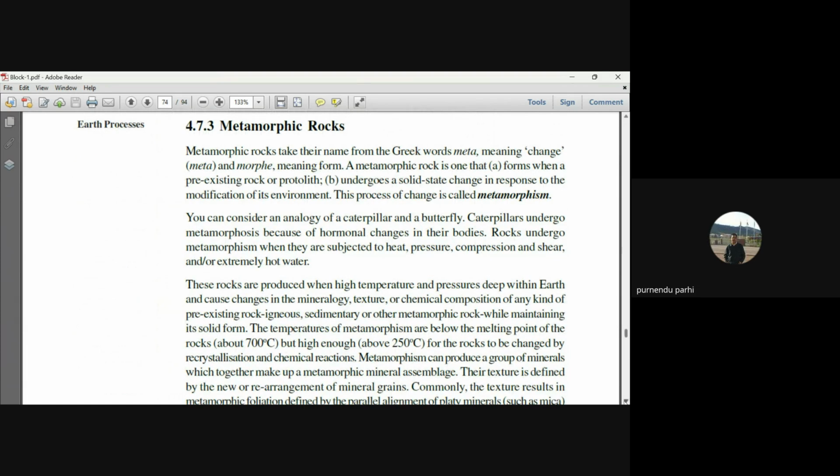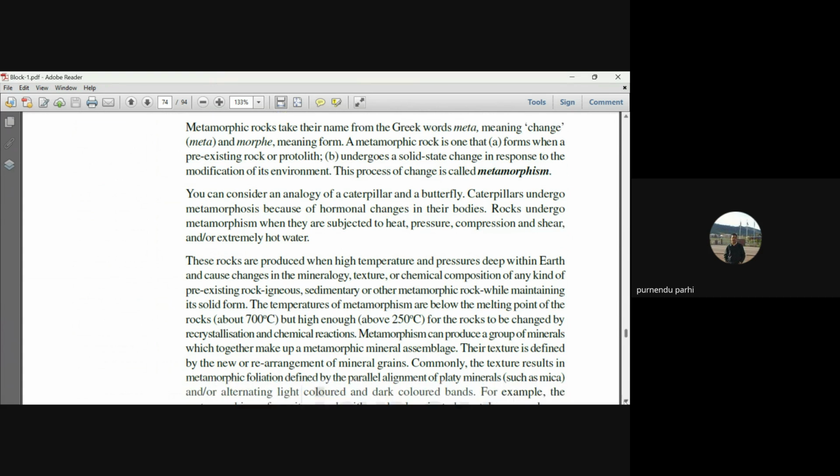Then metamorphic rock. Metamorphic rock makes its name from the Greek word meta meaning change and morphe meaning form. A metamorphic rock is one that forms when a pre-existing rock or protolith undergoes a solid state change in response to the modification of its environment. This process of change is called metamorphism.